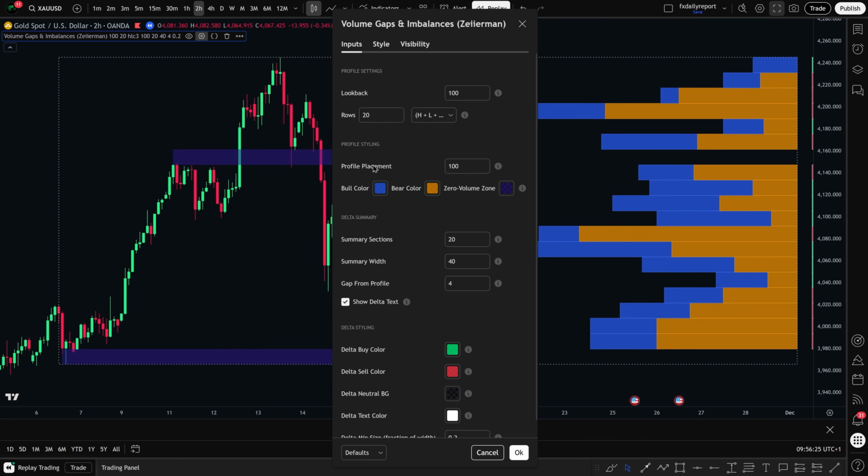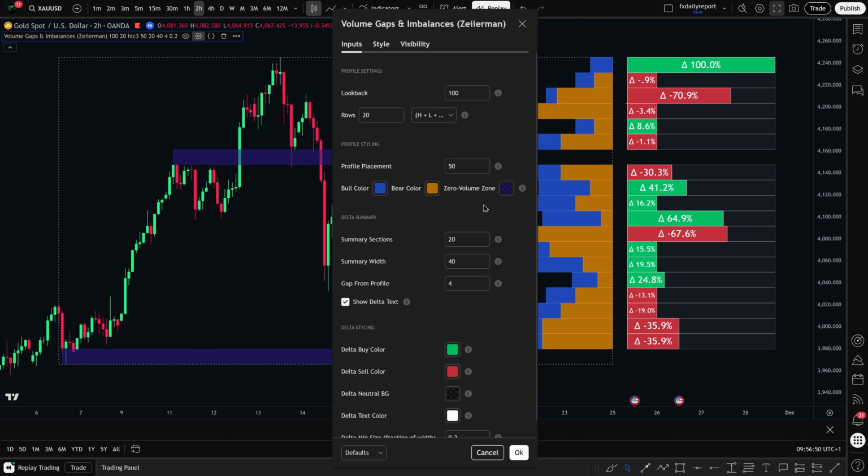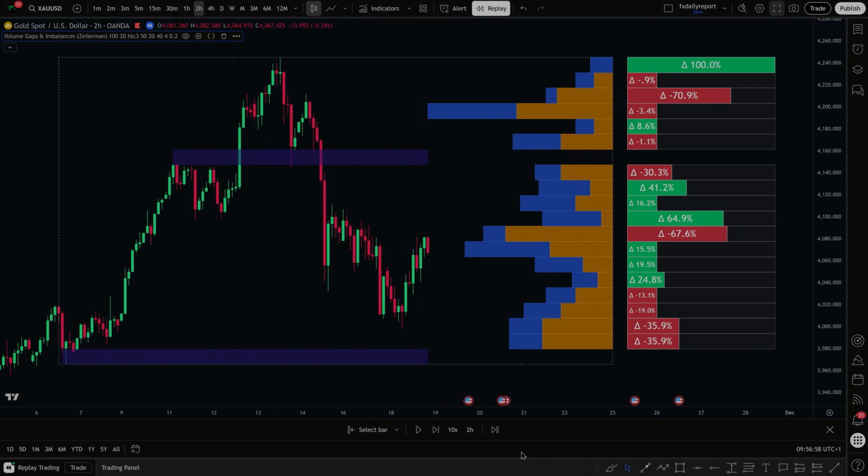The next option we are going to look at is the profile placement over here. This simply controls how far the volume profile sits away from the price candles. I will reduce mine to 50 to move it closer to the price candles. And you can see now that it is much closer to the candles. So right now, that's all for the settings. Once you're done, just click OK to apply the settings.